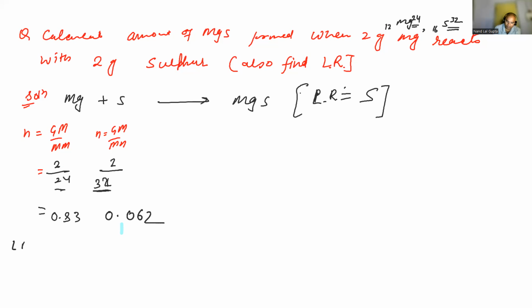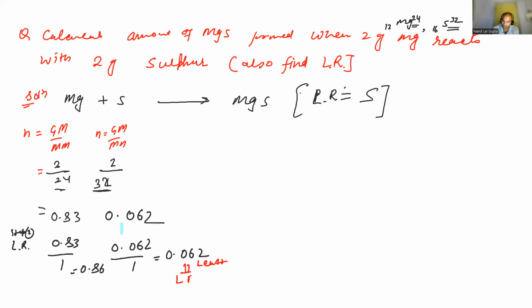Now the limiting reagent, that is step number two. If you are dividing, that is 0.83 divided by 1 and 0.062 divided by 1. So this is coming 0.062 and this is coming 0.83. This is the least one. Yes or no? This is the least, so it is going to be your limiting reagent.